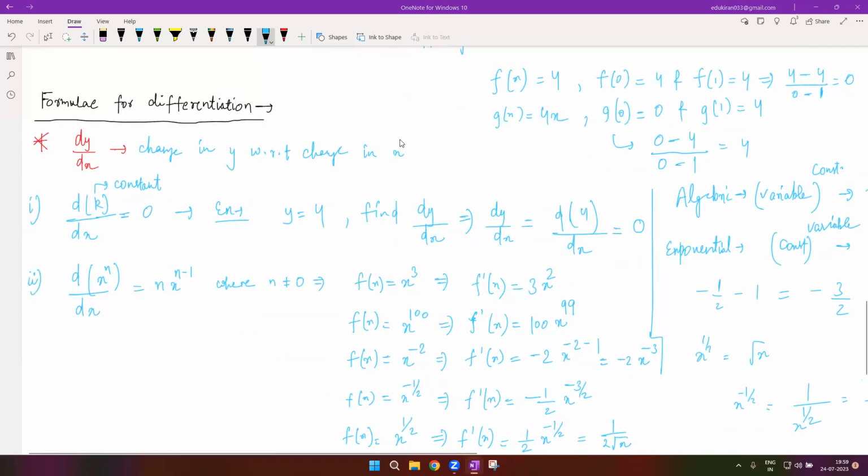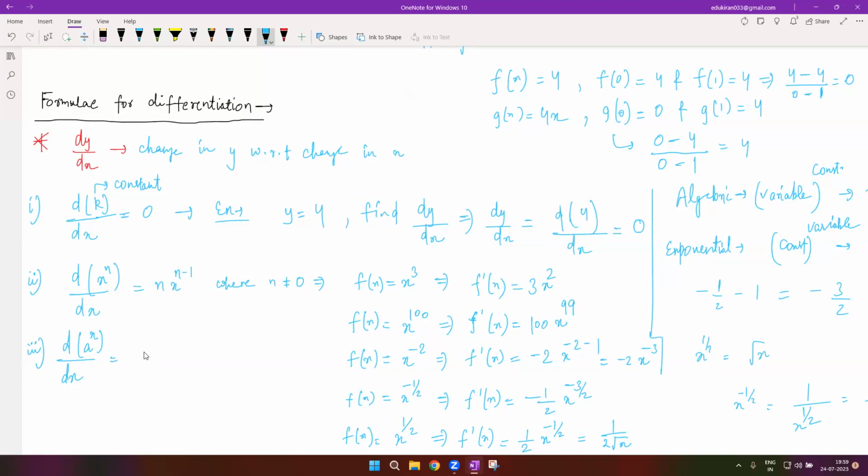Okay, there are 2 formulae now. Then the third one. We have now learned algebraic. Now let's understand the differentiation of what? Exponential. This is exponential.